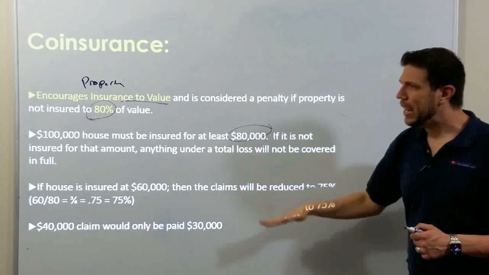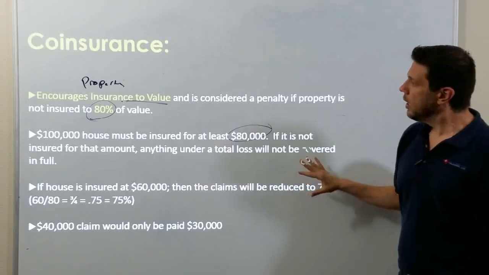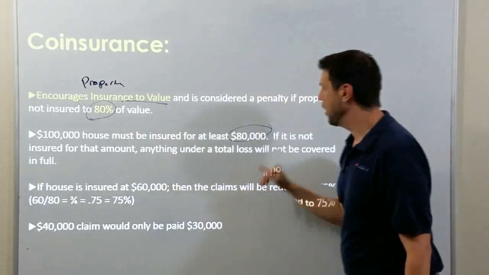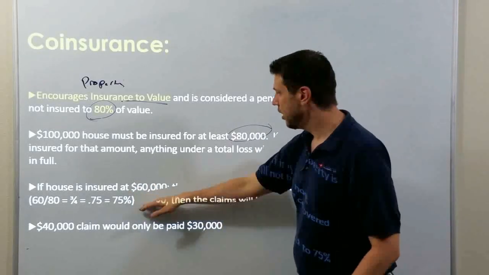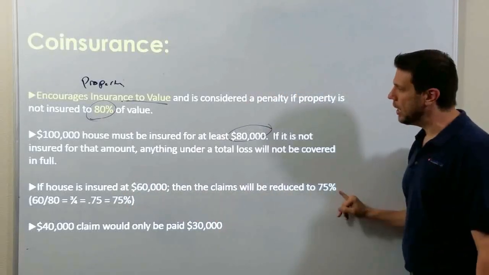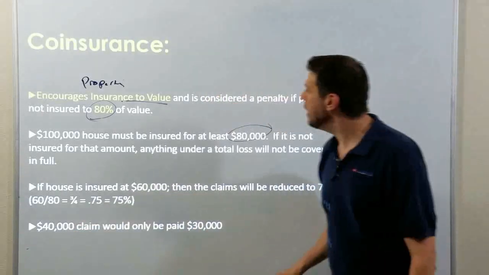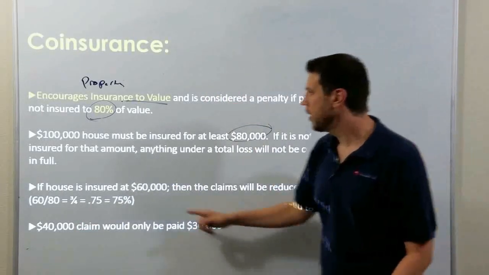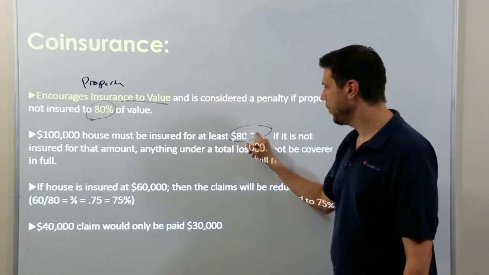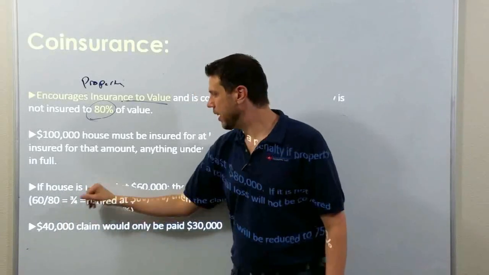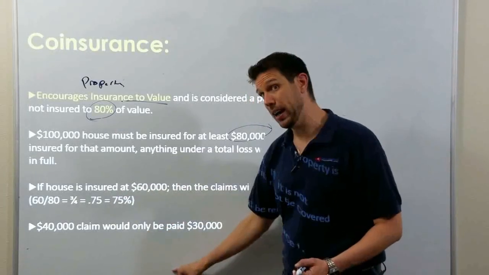If you insure it for under the 80%, your claims get reduced by a percentage. So for example, if the house was worth 100, but you had 80% coinsurance, and you only insured it for 60. Remember, you're not supposed to be able to, but let's say you did. You only insured it for 60, and you have a claim of $40,000. You're only going to get $30,000 of that claim paid, even though you insured it for 60, because you use an equation. The amount of insurance you have, that's 60, over the minimum required, that's 80. 60 into 80 is 3/4, that's 75%. So any claim under 60,000 is going to be reduced to 75% payout.